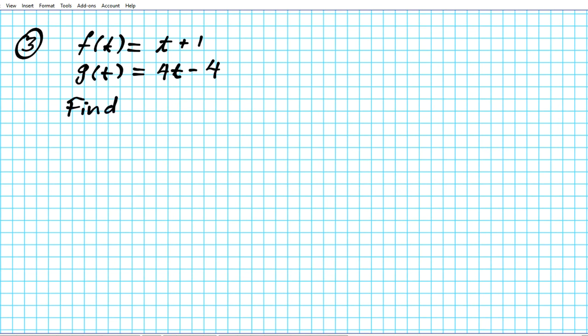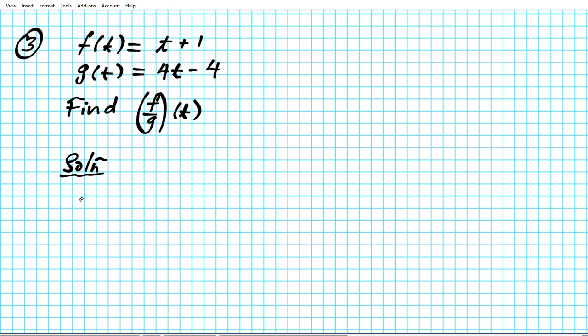Alright, let's take a look at the next problem, problem number 3. Let's say we have f of t equals t plus 1 and g of t is equal to 4t minus 4. Okay. Alright, and then what if we were to find f over g evaluated at t? Let's take a look at that one.